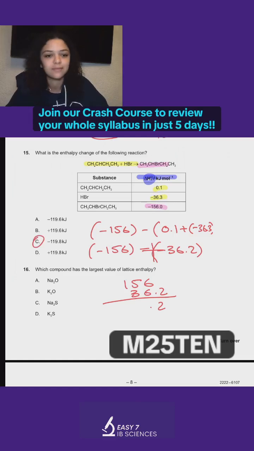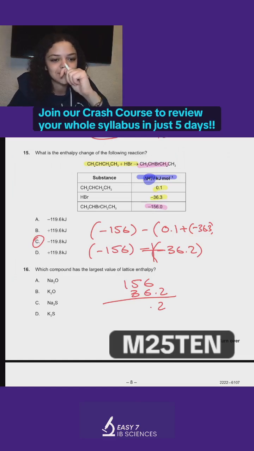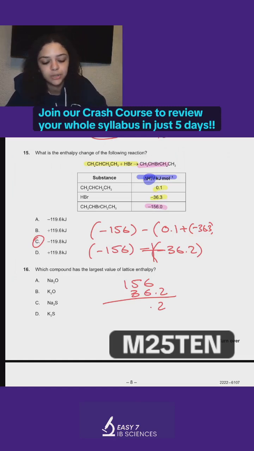This one, C. Did you guys also get C? Yay! Kavya got it right. Good job, guys. I don't know how to say your names, but good job. What if it's combustion? Good question. If it's combustion, it's the exact opposite. Reactants minus products. It was that easy, yeah.